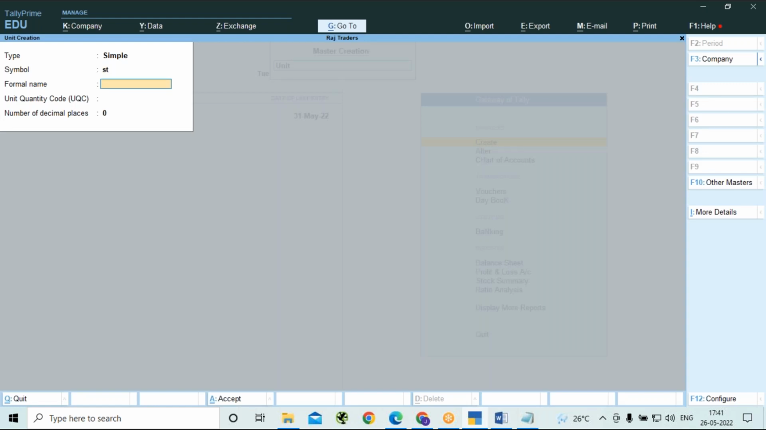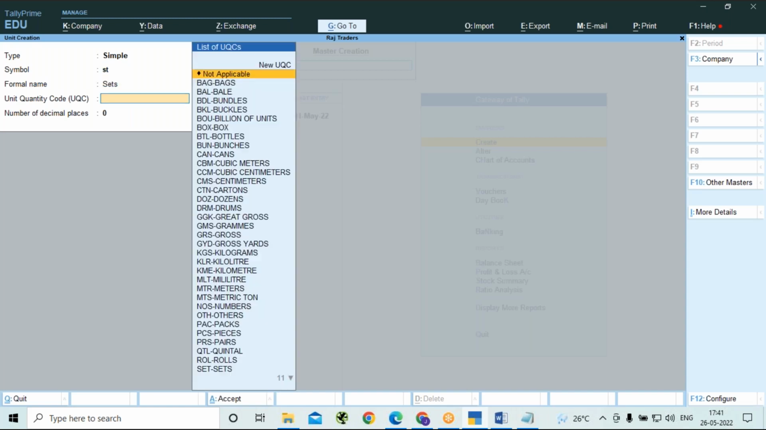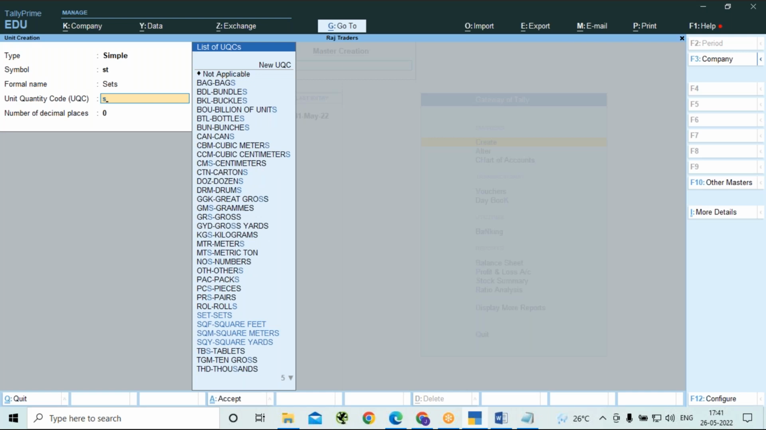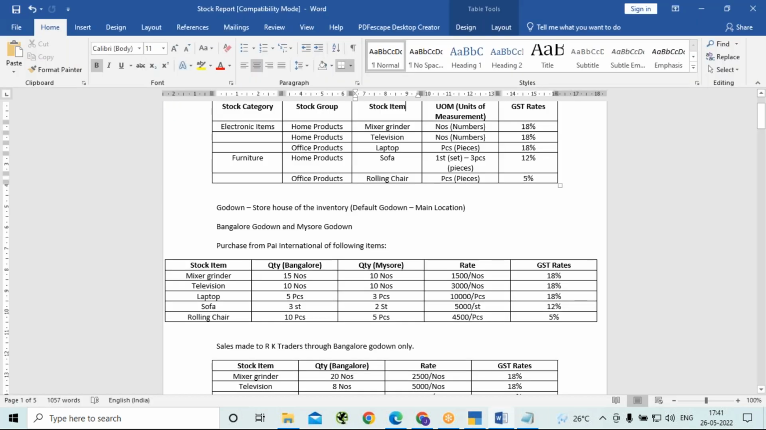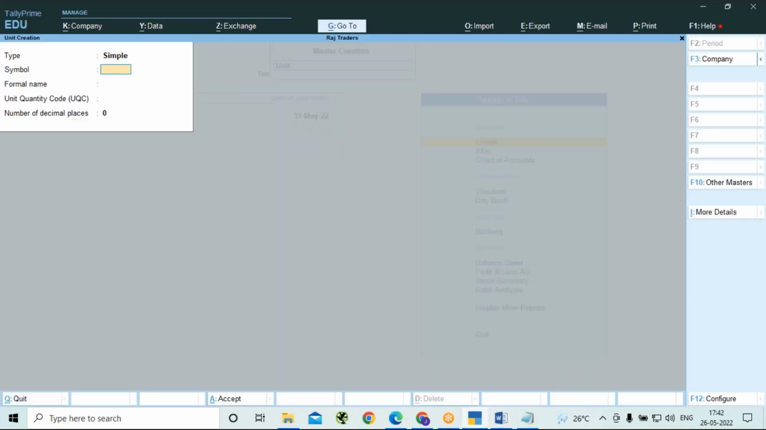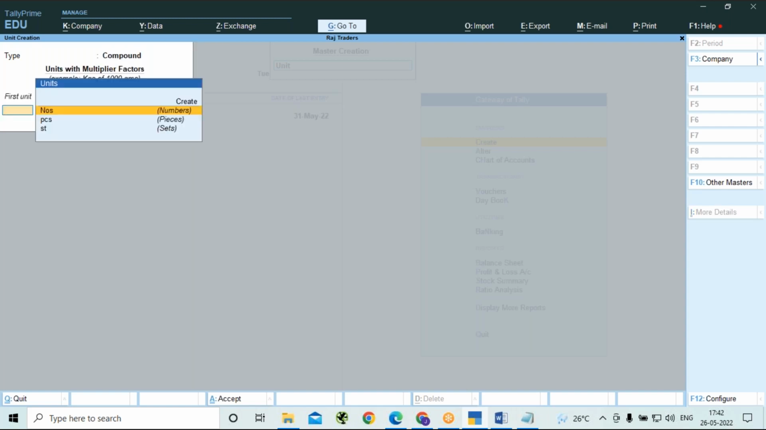ST is the symbol, sets, S-E-T-S, is the full name, and the unit quantity code over here is set, and the number of decimal places is 2. So what is the other unit of measurement related to one set? Sir, piece. 3 pieces. So we have already created pieces, no need to create the same unit of measurement. Now I have to press backspace so that I can get back to the type of units. Choose the compound option, and here you have to choose it.